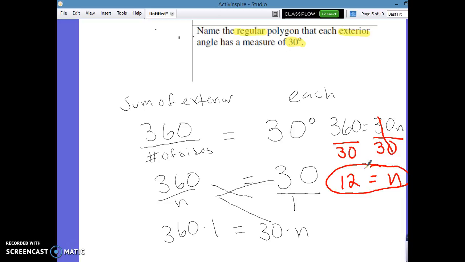Now we're not done yet. What is the name of a shape that has 12 sides? Oh, yeah, go ahead, Busek. Since the number of sides is 12, our shape is a dodecagon. Dodecagon. Very good, guys.